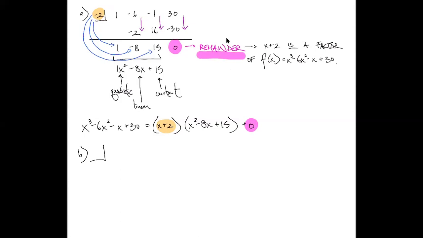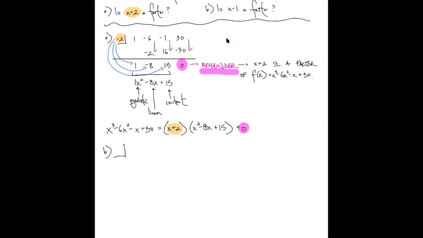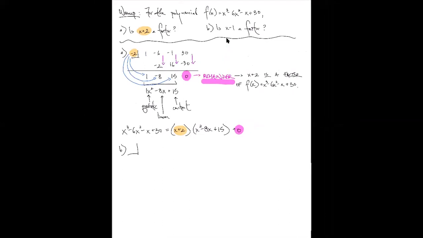All right, how did we change our setup for part B? There's a 1 that's the 1 goes in the corner. Yeah, the 1 goes in the corner. That's going to be a 1, right? And that's a 1 because what number goes in x minus 1 to make it 0? And it's a positive 1, okay?